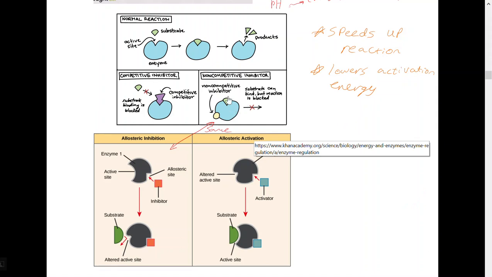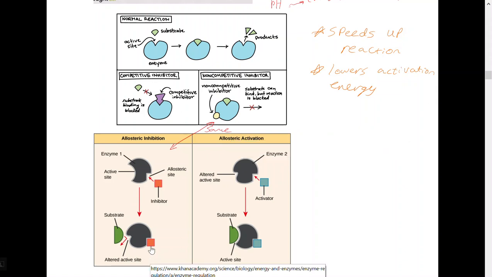What happens when you have a non-competitive inhibitor bind to the allosteric site is it actually changes the structure of the protein. It can actually do two things. It could either stop the protein from helping the reaction go forward, or actually change the protein structure. So you sort of see that in both. Here it says substrate can bind but reaction is blocked, but sometimes the inhibitor could just stop the substrate from binding in general. It could change the shape. It's called a conformational change, right? And so that will happen sometimes when you have an allosteric inhibition.